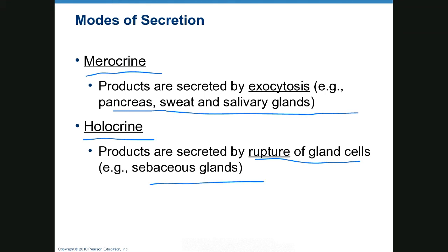So if you can't remember this, remember the merocrine gland secretes its substance, and then it goes about its merry way. See, that's a happy cell. Whereas the holocrine gland secretes its structure, it actually ruptures and it dies. So it gives its whole life to producing its product.